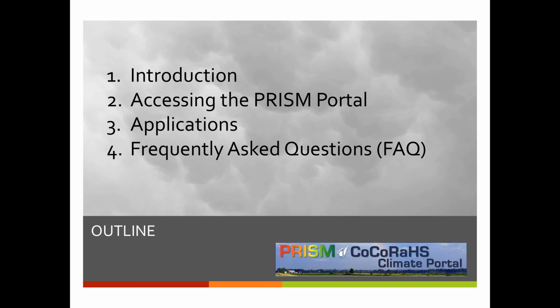Next we'll explore some applications of the PRISM portal, such as average estimated precipitation for any location in the United States, historical time series for monthly and annual precipitation, and how PRISM normals are used in CoCoRaHS water year summaries. Finally, we'll end our webinar with looking at several frequently asked questions about the PRISM portal.